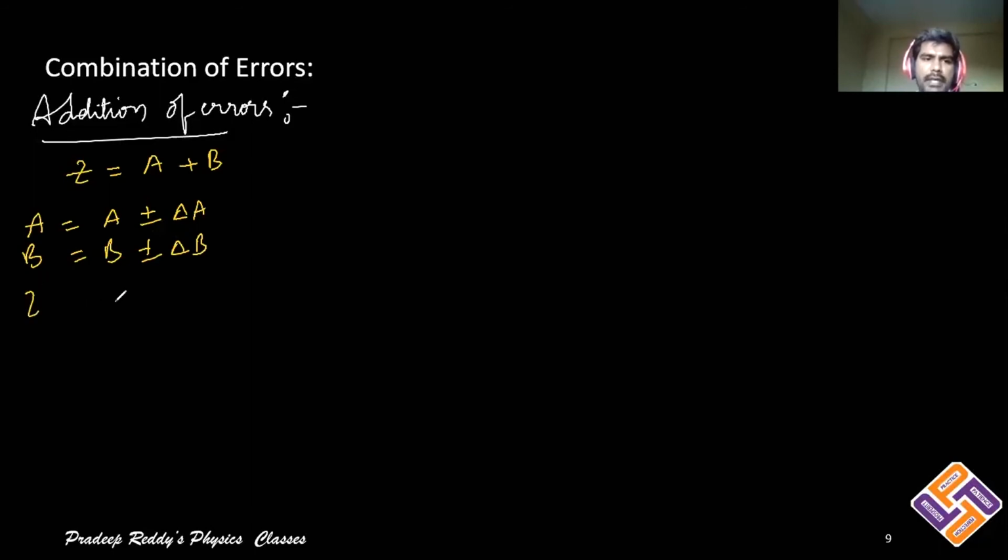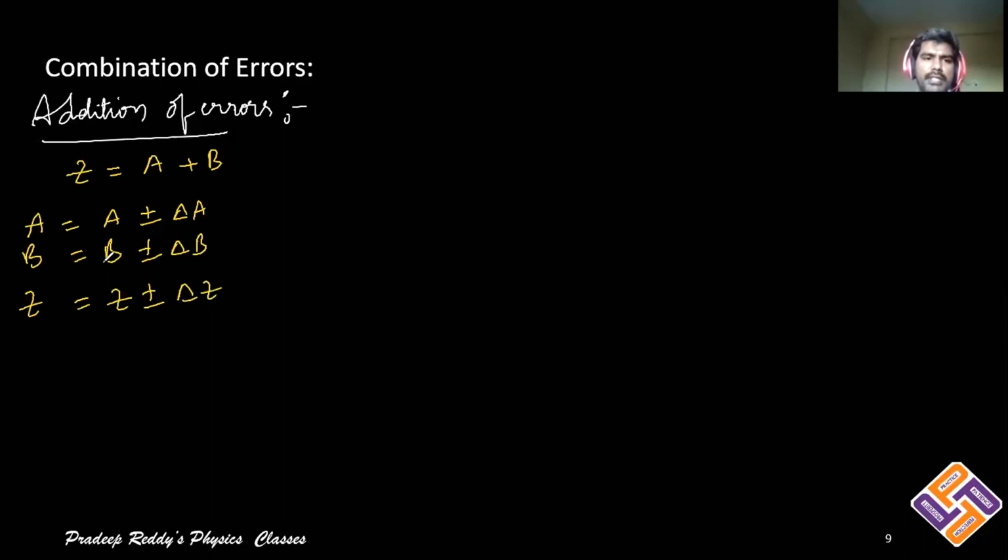Now let us consider a physical quantity Z, which is a combination of A and B. A is a physical quantity, B is a physical quantity, Z is a physical quantity. Z is a derived physical quantity, A and B are fundamental quantities, Z is derived from A and B. When you are reporting A, how do you write A? A plus or minus delta A. And when you are reporting B, how do you write? B plus or minus delta B. Because A has some error, B also has some error. And when you are dealing with Z, Z also should have some error, that is plus or minus delta Z.